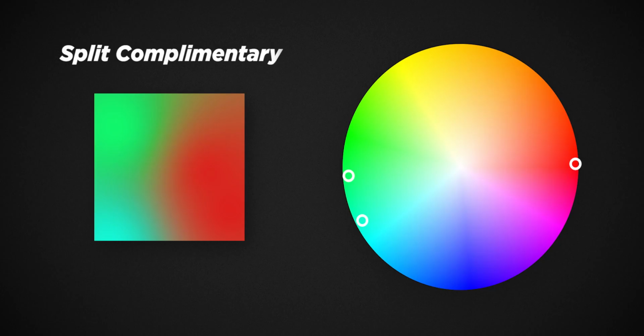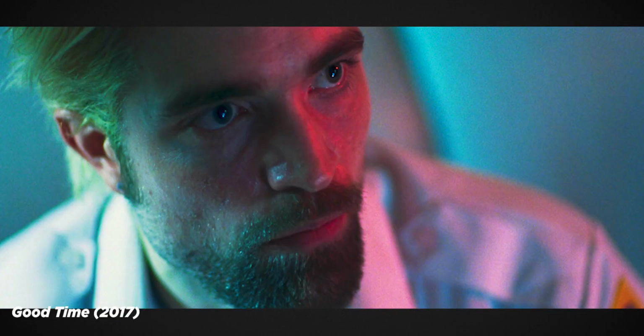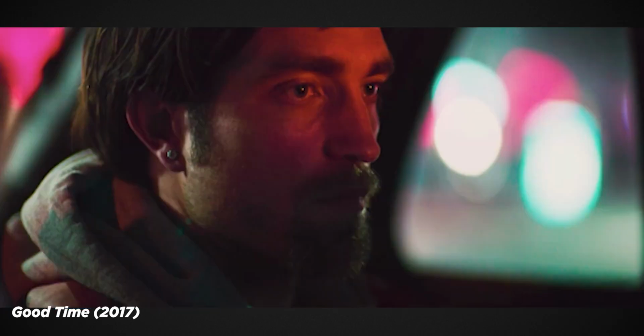And third is split complementary, which is kind of a combination between analogous and complementary. Split complementary gives you 2 colors that are analogous or right next to each other on the color wheel, and then you use another color that's across the color wheel from those 2 colors. So for example, in this scene, you can see that the dominant colors are red, green, and teal. The green and teal are analogous and right next to each other on the color wheel, and red is on the opposite end of the color wheel, making it complementary, which makes this color scheme a split complementary scheme.